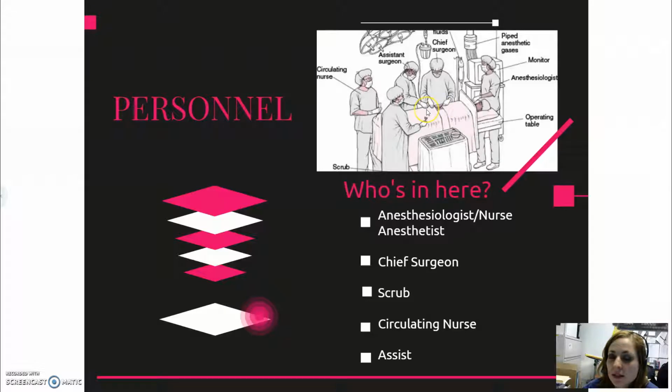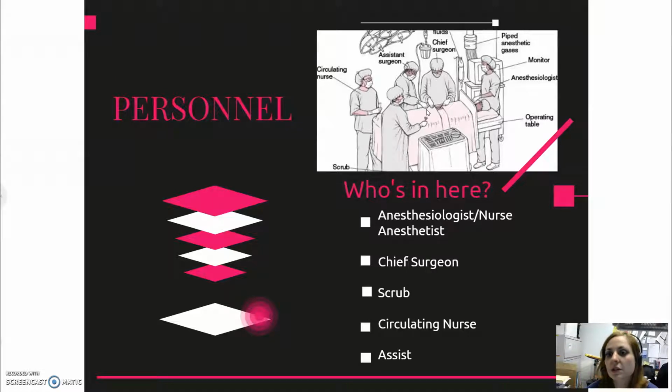The assistant is the person that might be helping the surgeon, so they might be holding clamps, they basically do whatever the surgeon asks them to do. And this is somebody that's been trained to do that.